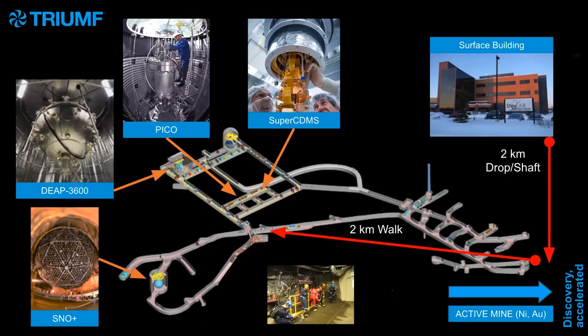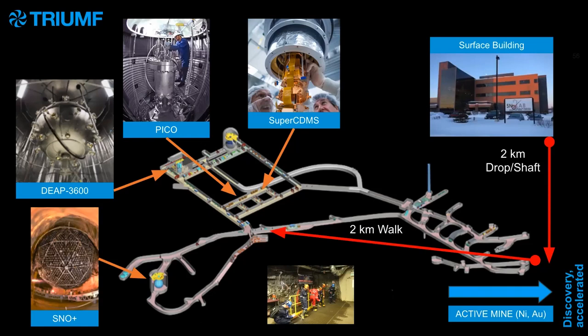You might have heard of the SNO experiment because they won a Nobel Prize in 2015 for discovering effectively that neutrinos have mass. But there are many other experiments where Canada is playing a significant leading role, like SuperCDMS, PICO, and DEAP-3600.